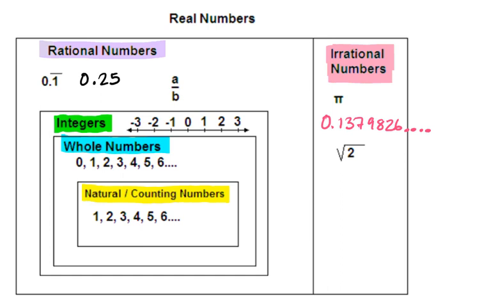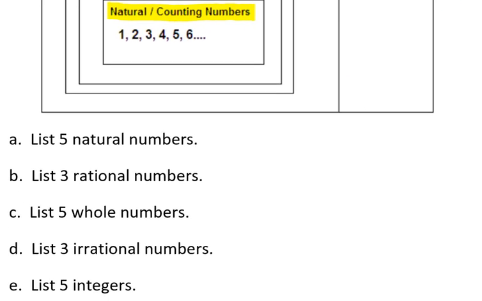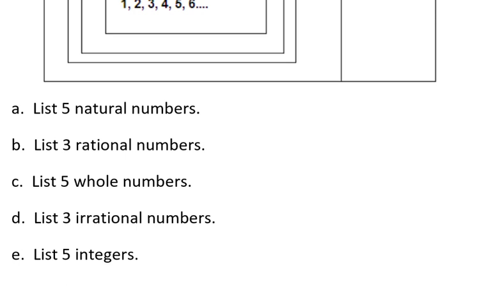All of these types of numbers make up what we call the real numbers. Let's practice working with those a little bit. So if we look here, we've got some examples to look at. So I want you to try and list 5 natural numbers, and then 3 rational numbers, 5 whole numbers, 3 irrational numbers, and 5 integers. So go ahead and pause the video and give that a try. And your numbers might not look exactly like mine when we come back, but we can talk about them and see if your numbers would work as well.